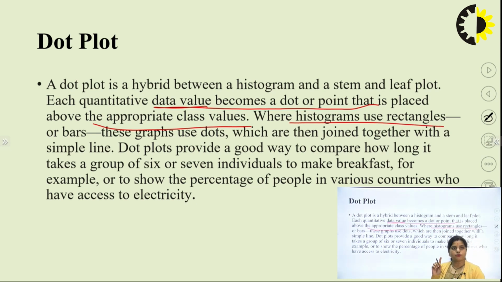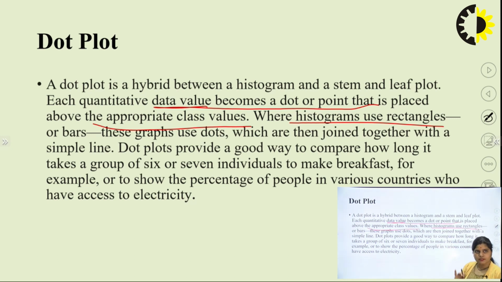So these graphs use dots, which are joined together with a simple line, and the dots provide a good way to compare how long it takes a group of 6 or 7 individuals to make breakfast. Another example is to show the percentage of people in various countries who have access to electricity. So these are two different examples that use the dot plot for representing different kinds of data.